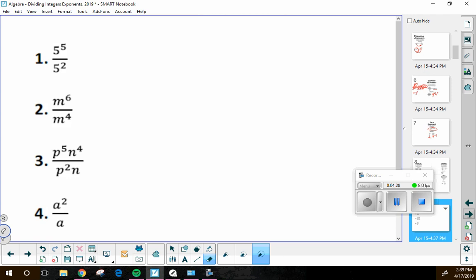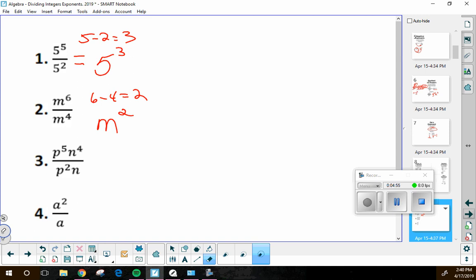5 to the 5th over 5 to the 2nd. How many 5's would we have left? 5 minus 2 is 3, so this is going to be 5 cubed. Yes? Starting out easy peasy. All right, this is m to the 6th over m to the 4th. 6 minus 4 is 2, so this would be m squared.